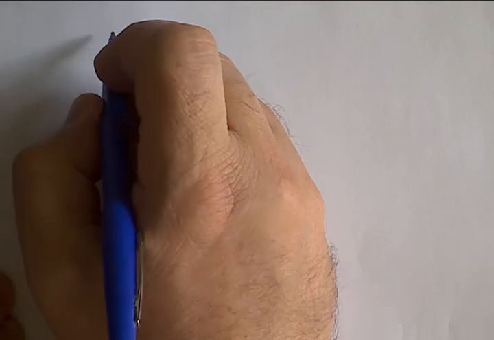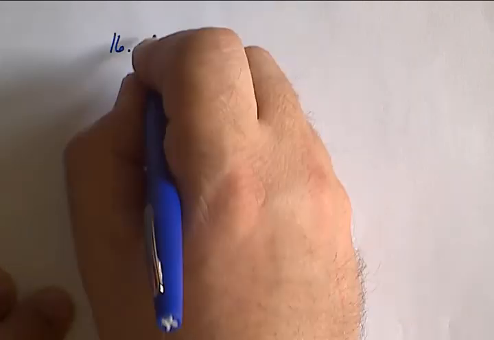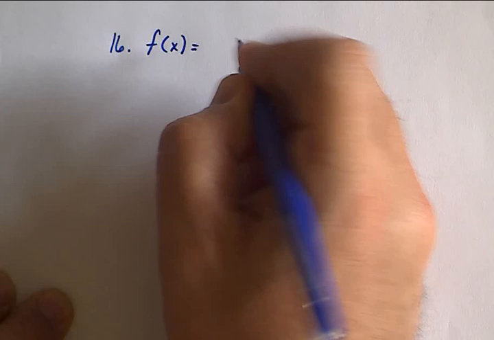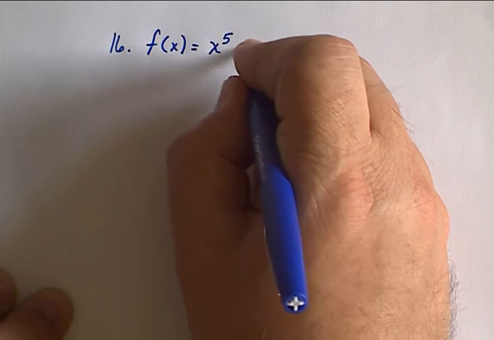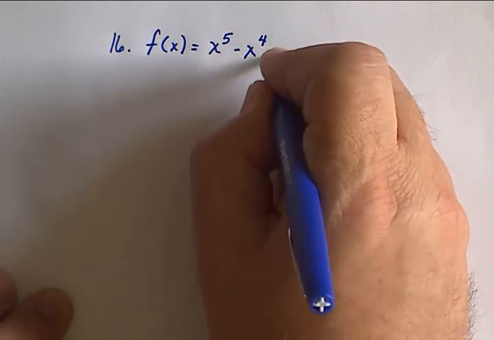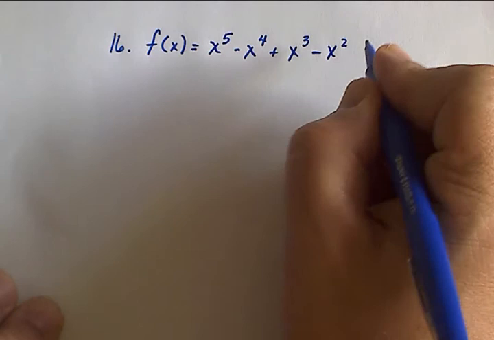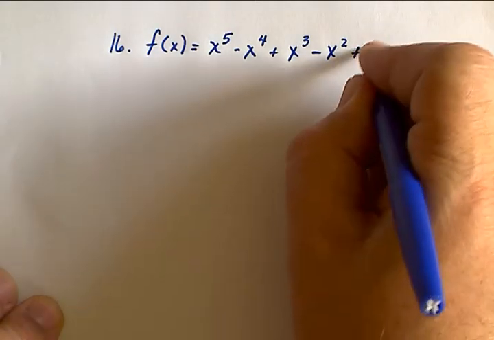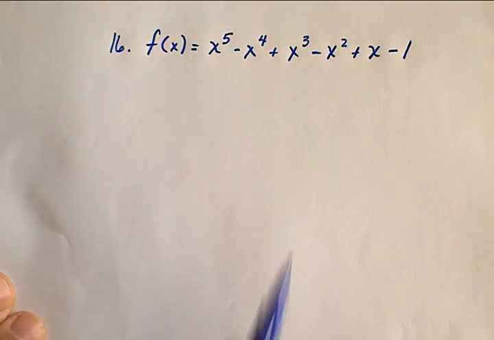Okay, on the next group of problems, 14, 15, and 16, given a function, tell how many zeros it has, and then use Descartes' rule to tell how many of them are going to be positive and how many are going to be negative. Okay, so here is a function.